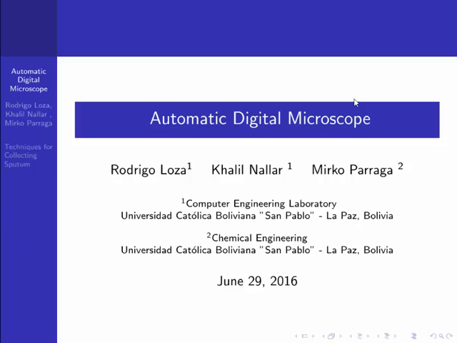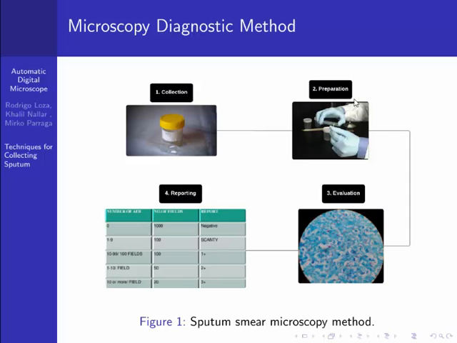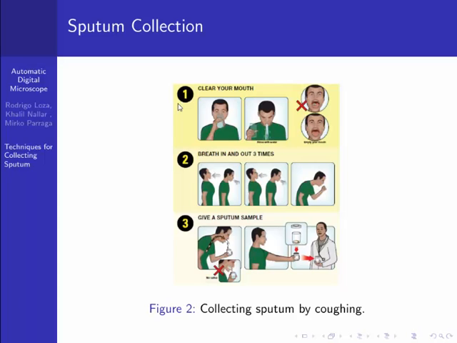Okay, hello. In this log, we are describing the first stage of the diagnostic method for TB detection using the sputum smear microscopy method. In this log, we're identifying the main variables that affect this first stage and ways that we can solve this. So let's start. There are two ways to extract sputum from a patient.